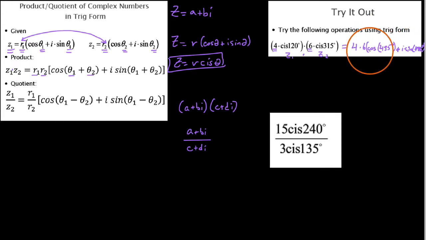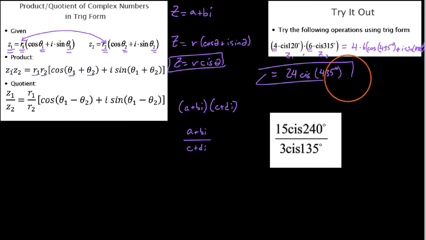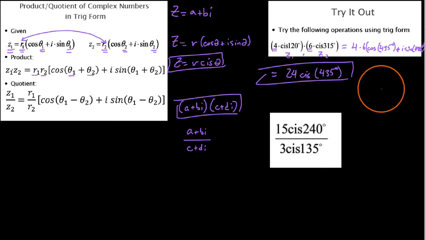So this is very true, and as a matter of fact, we could simplify this here. We get 24, and really we could just say cis, and we add the two arguments. So we get 120 plus 315, which is 435. That was it, this is all you have to do. And converting this back to standard form, you get the same thing as if you had done it the long way. But this is a little bit cleaner and easier to do.